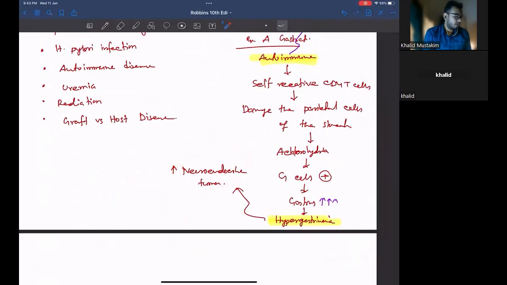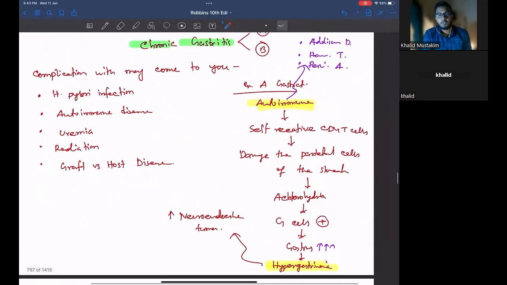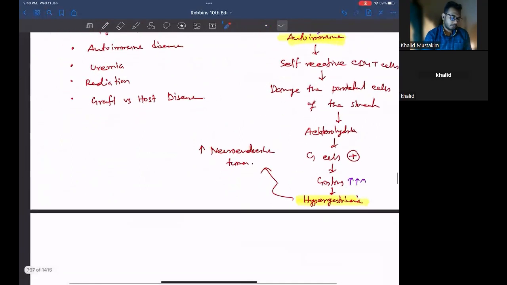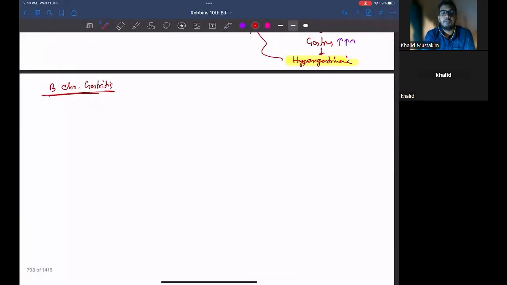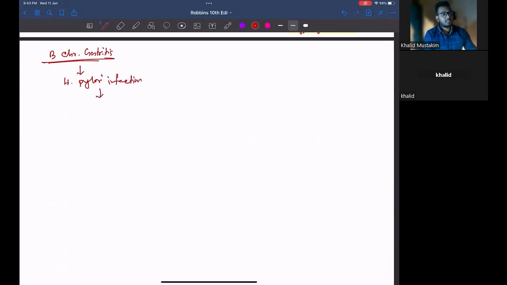We have already learned about type A chronic gastritis, or autoimmune chronic gastritis. Now we'll learn about type B. Okay, let's jump to type B chronic gastritis. What happens here? Type B for bacteria. So type B chronic gastritis is well associated with H. pylori infection. Okay. But what does H. pylori infection do? Mr. H. pylori, what does it actually do?